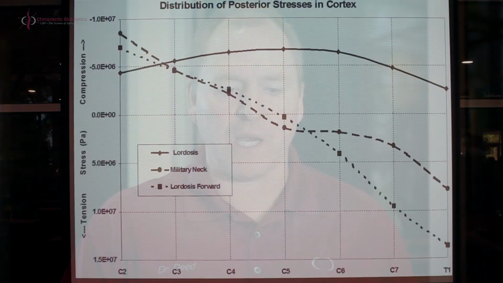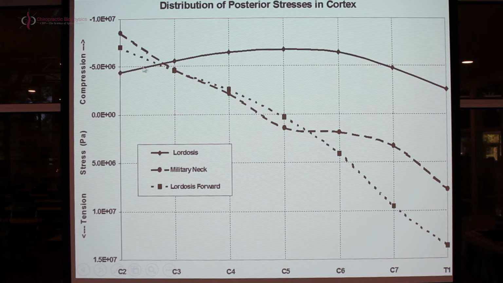Here's the distribution of the stresses in the posterior aspect of the vertebral body. Now, because we've moved from the front of the bone to the back of the bone, the actual direction of the load should change, and that's what we see. The cervical lordosis configuration, again, a really uniform compression load at the posterior body. Okay? Really uniform compression load.